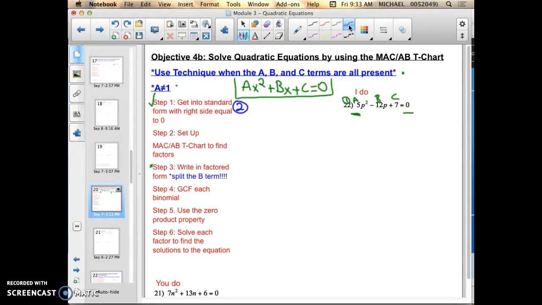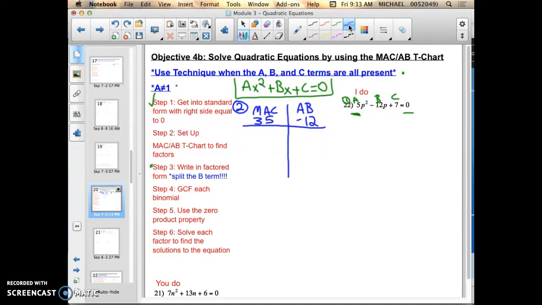I'm going to use the MACAB T-chart to find my factors. It's the same process. I'm going to write MAC and AB. Now, a little difference though, if you notice, MAC stands for you multiply the A and C terms together, but in this case A is 5 and C is 7, so 5 times 7 is 35. It's a little different because usually when A is 1, it just becomes the C term, but A is not 1 here, so 35, and then AB is always just the B term of negative 12 in this case.